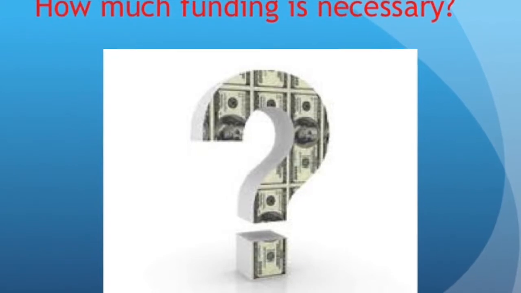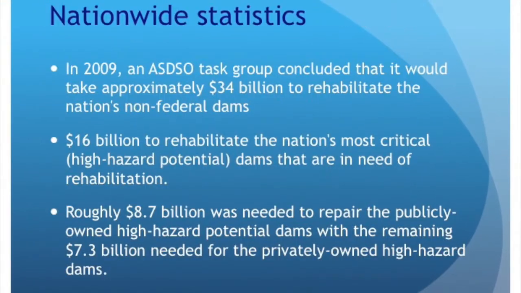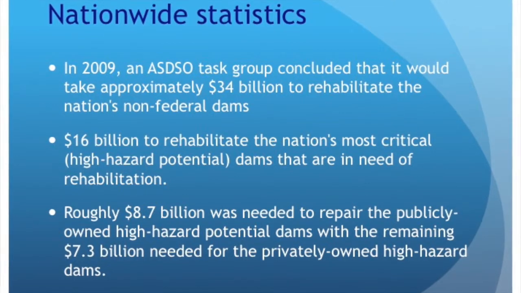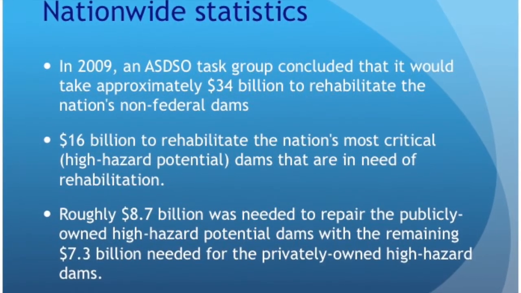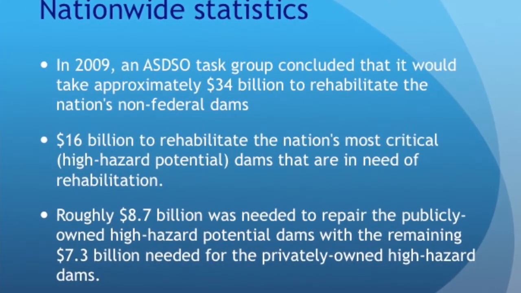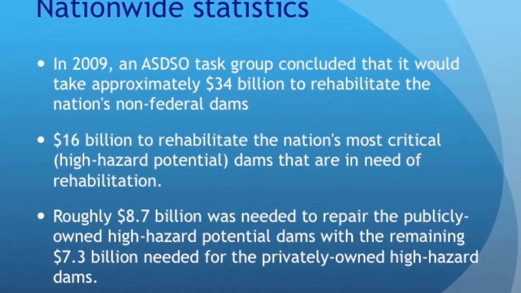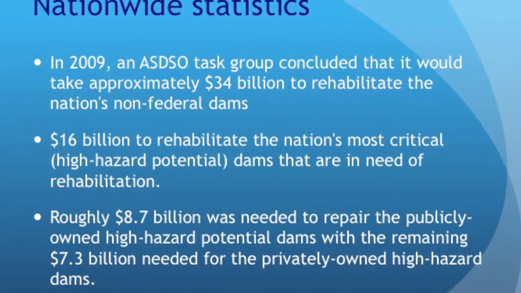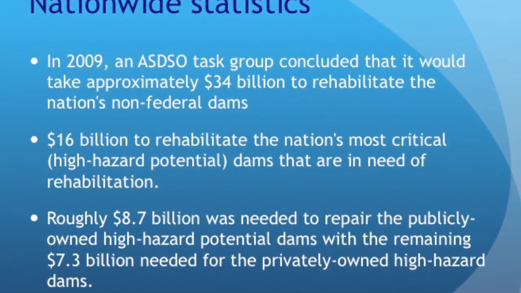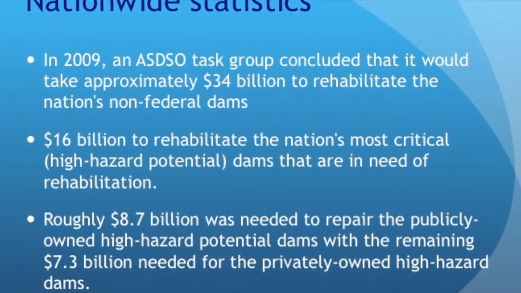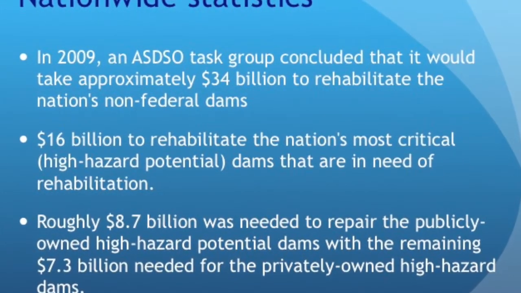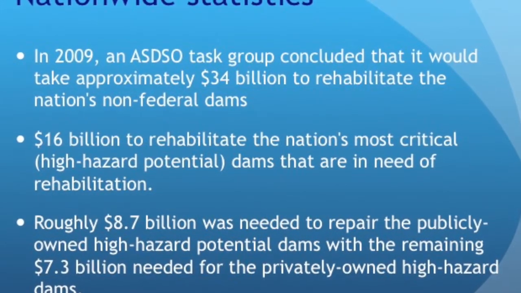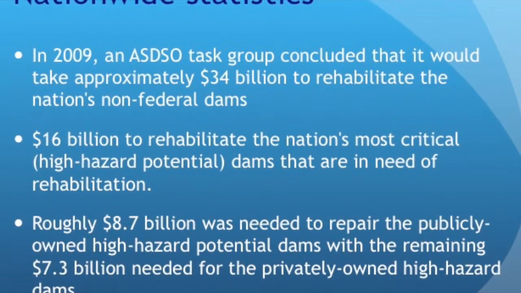How much funding is really necessary? In 2009, an ASDSO task group concluded that it would take approximately $34 billion to rehabilitate the nation's non-federal dams, $16 billion to rehabilitate the nation's most critical dams that are in need of rehabilitation, and roughly $8.7 billion was needed to repair the publicly owned high-hazard potential dams, with the remaining $7.3 billion needed for the privately owned high-hazard dams.